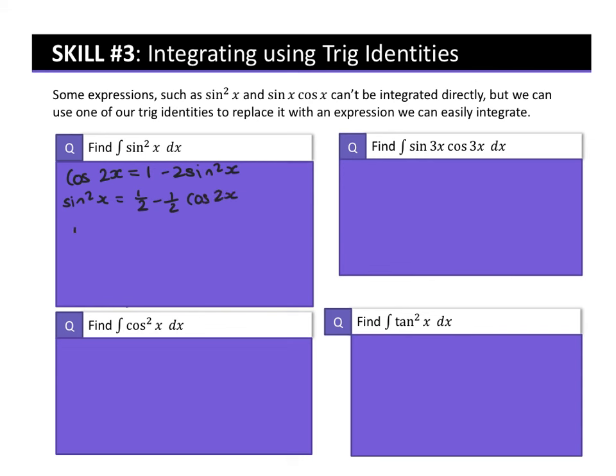So if I integrate sine squared x, I'm going to substitute in a half minus a half cos of 2x with respect to x, because I know I can integrate this. A half integrated is a half x, minus a half cos 2x integrated. Well, first of all, cos integrated is sine of 2x, minus a half, and then divide that by the differential of the bracket. Differential of 2x is 2, so it's minus a quarter plus c.